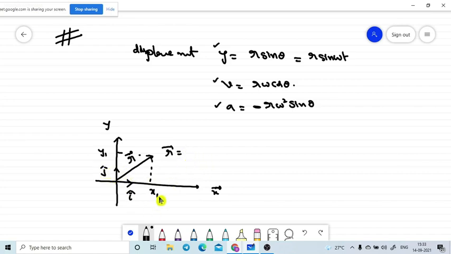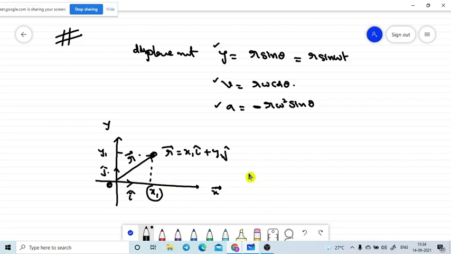Then r bar can be written as the component of x in the x direction, x1, times the unit vector i cap, plus the component of y in the y direction, y1, times the unit vector j cap. This is the representation for the location of the particle in the two-dimensional plane. So what does this position vector tell us? It tells us the distance of the particle from the measuring point and also the direction where it is located. That can be explained with the help of the r bar vector.